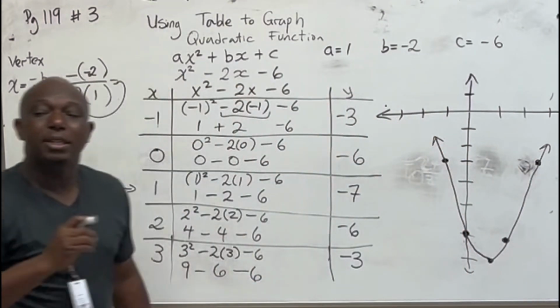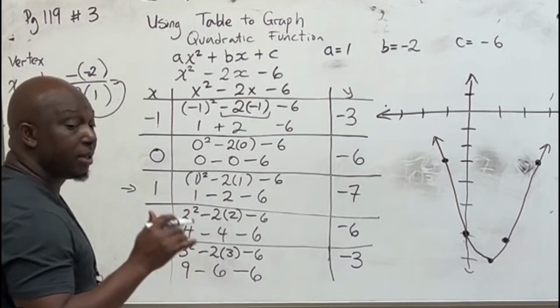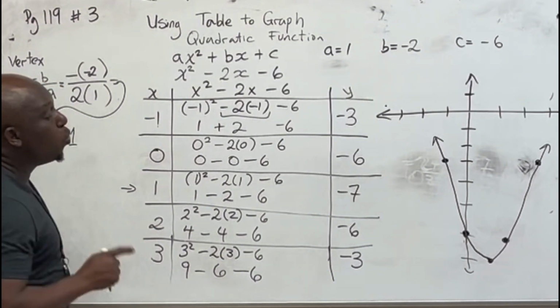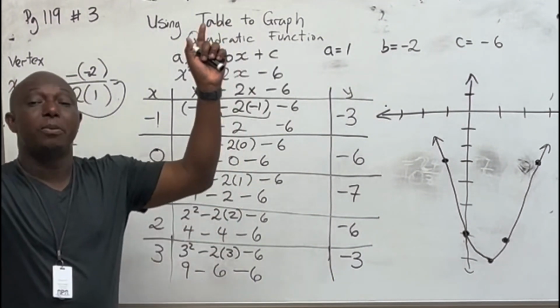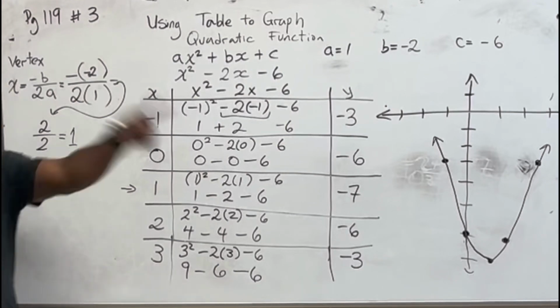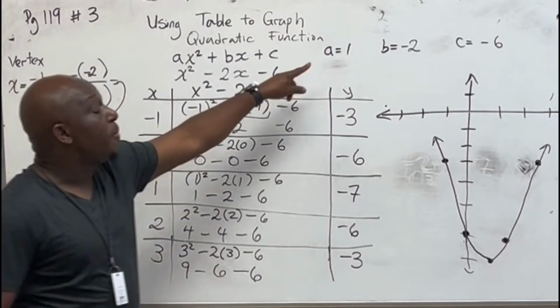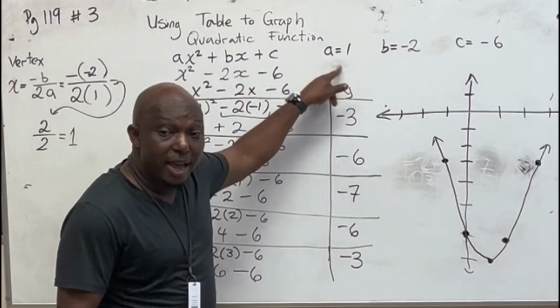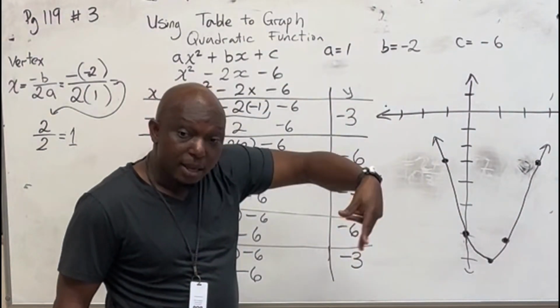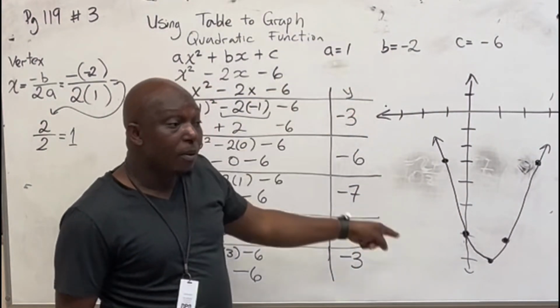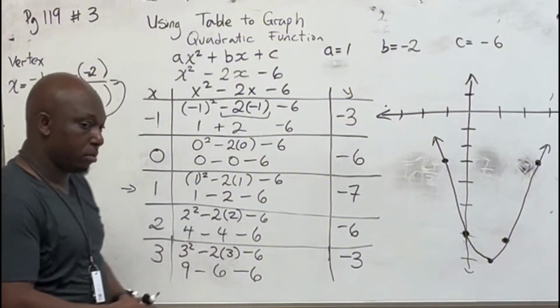Now, can someone tell me why this quadratic opens upward? Jermaine, you have to tell me. Yes. Positive. Thank you. Because the A is positive. So when your A is negative, it looks like an N. When your A is positive, it looks like a U. Check.